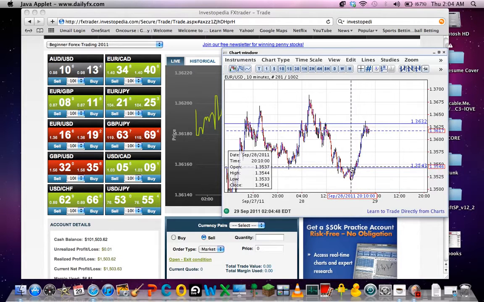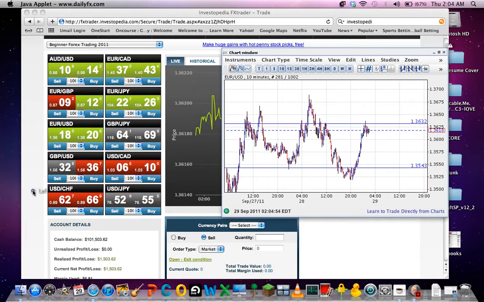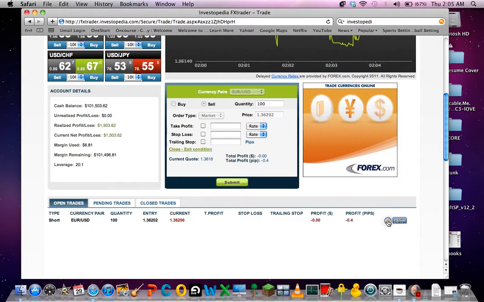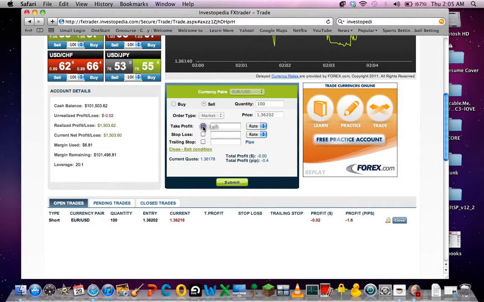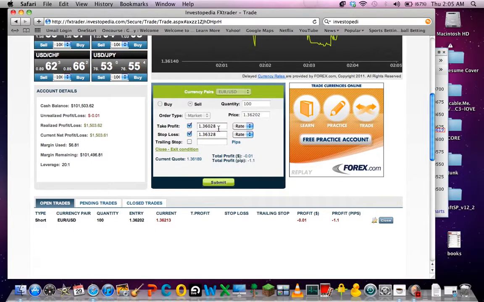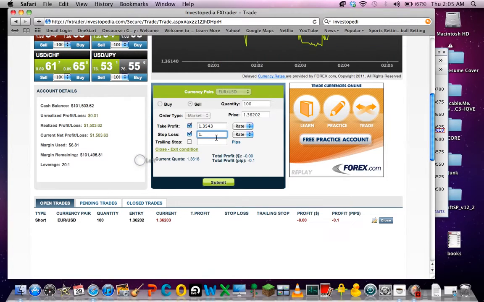So first let's put in our take profit or our limit order. So 1.3543, that's where we're hoping it would go. So the currency goes in here, down here, and we're going to add a condition. So we're going to do take profit and a stop loss. What we wanted at our take profit was 1.3543. And the stop loss was up at 1.3632.